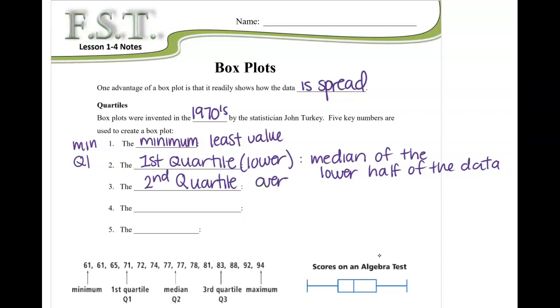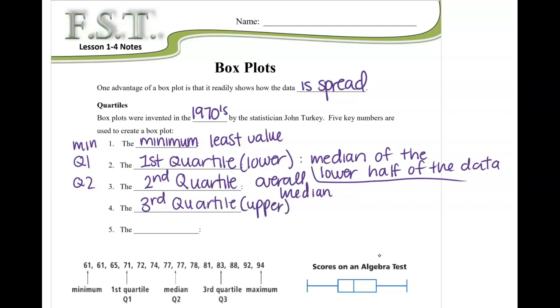Then we have the second quartile, which is the overall median. We call that Q2. We have the third quartile, or the upper quartile, which is the median of the upper half of the data. We call this Q3.